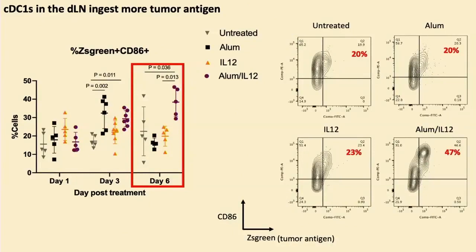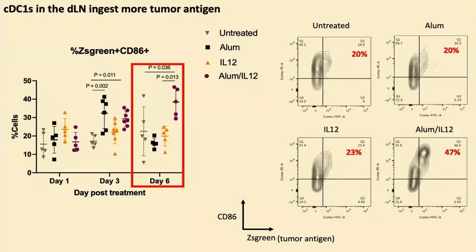Another sort of unexpected benefit was we got much better antigen presentation. And so this is an experiment where you take your tumor and get it to express a fluorescent protein, ZS green, so that if tumor detritus and debris gets taken up by a dendritic cell, you can see it as a proxy from the fluorescence. And so if we look 6 days after injection of alum IL-12 as a monotherapy, the fraction of cells that were positive for the green plus this signal for CD86 is much higher.